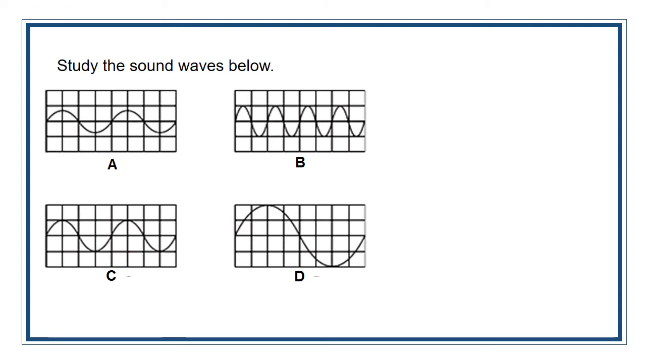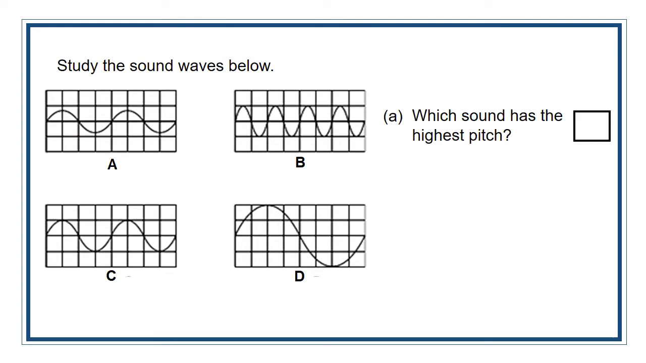Application. Study the sound waves below. We have A, B, C, and D. For the first question, which sound has the highest pitch? So which do you think it is? Is it A, B, C, or D? Now remember, you need to look at the size of the wavelength. The shorter the wavelength, the higher the pitch. If it has a longer wavelength, then it will have a lower pitch.